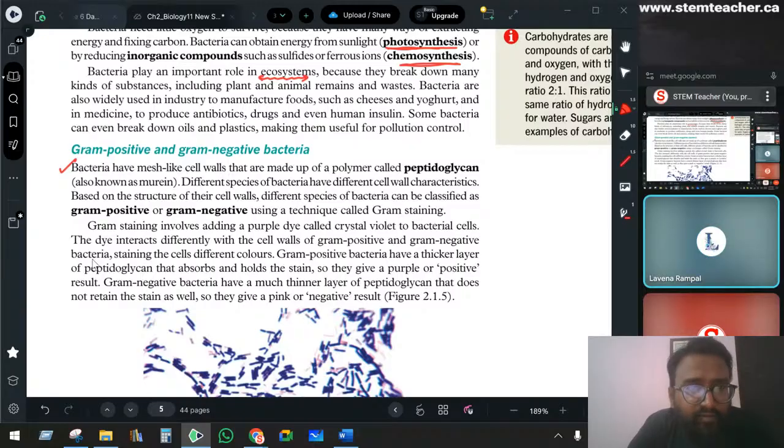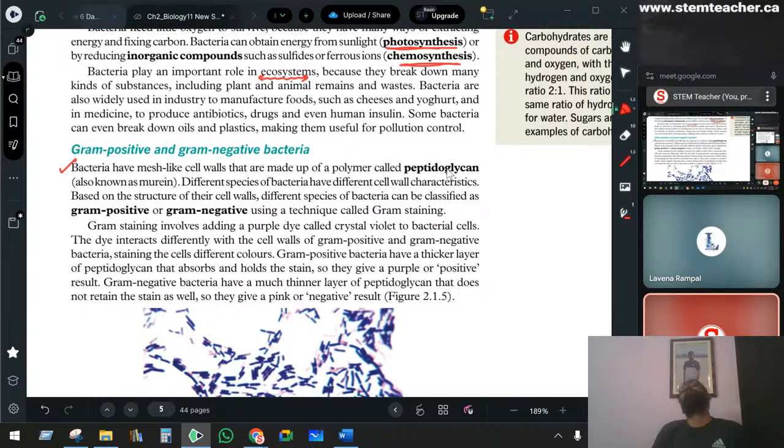Okay, so using the technique of gram staining, bacteria have mesh-like cell walls. Mesh-like cell walls means you can explain the cell walls like a behavior, but we can't specifically mention it clearly. So that is a mesh. Okay, and made up of a polymer called peptidoglycan, also called murein. Different species of bacteria have different cell wall characteristics.